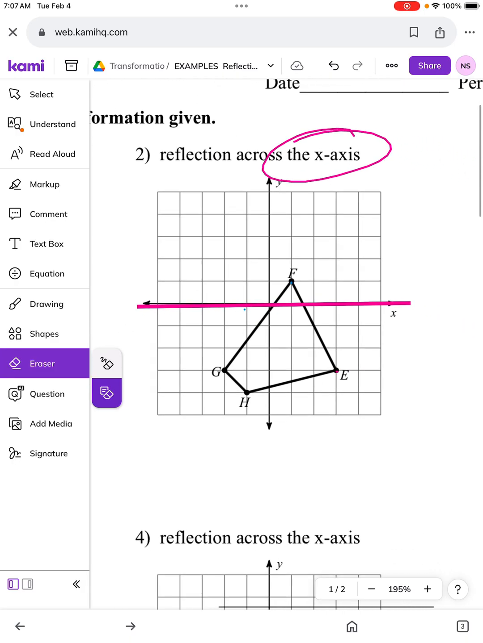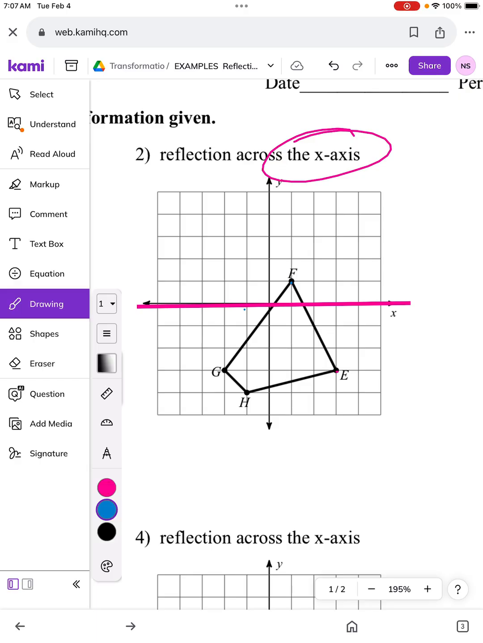Let's do another one. So for this one, I'm going to go up or down across the pink line. So here, if I do G, I have to go 3 spaces to get to the line, 1, 2, 3, and then I have to go 3 spaces past the line, 1, 2, 3. For H, I have to go 4 spaces to get me to the line. So I need to go 4 spaces past the line to put my H.